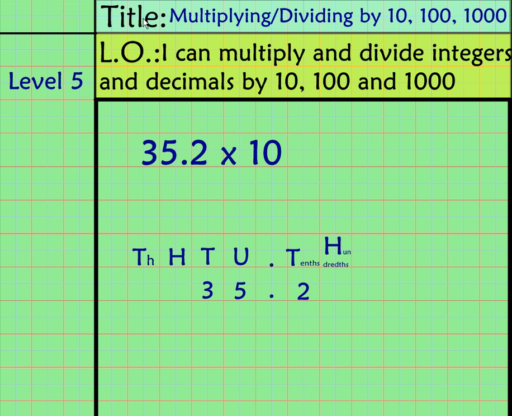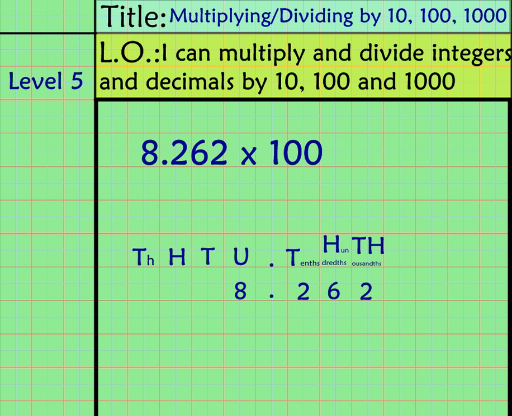We've got another decimal here. This time, rather than being a whole number, we've got our first decimal place. But the same thing applies. I'm multiplying by 10. So my tens become hundreds, my units become tens, and my tenths become units. Everything shifted along one. So the answer to this one is going to be 352.